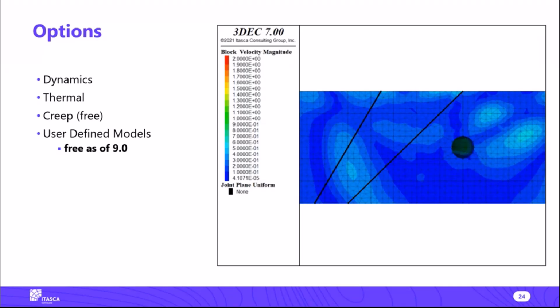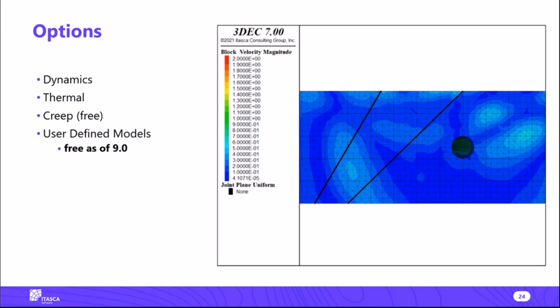There's also an option for thermal. So again, you can look at the propagation of heat through the system, given some sources and sinks. And then there's also the heat affecting the mechanics. So things will expand and it will cause things to move and so on.